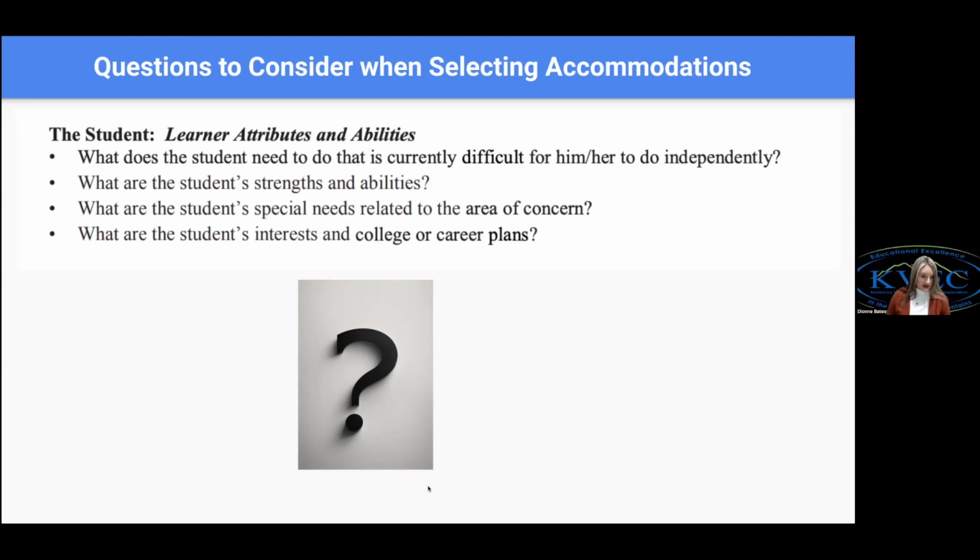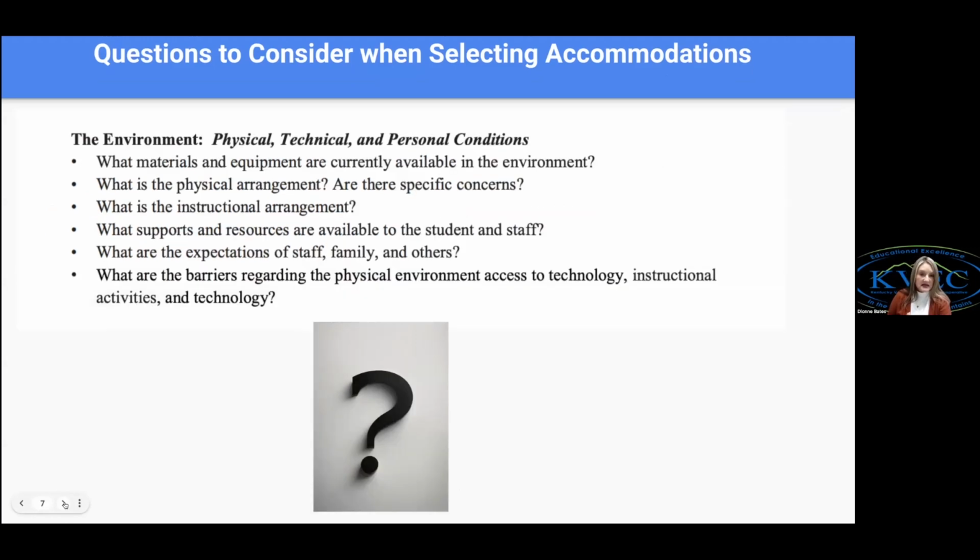Right. Thank you, Mr. May. And then I'm going to go ahead and click to the next slide, because I'm going to let you all just kind of think about this in just a second. So the next thing is we also want to consider the environment. What equipment and materials do they have access to? What's the physical arrangement? What are some resources or supports available to students?